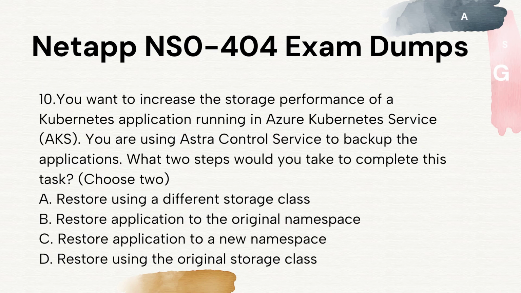10. You want to increase the storage performance of a Kubernetes application running in Azure Kubernetes Service, AKS. You are using Astra Control Service to back up the applications. What 2 steps would you take to complete this task? Choose 2. A. Restore using a different storage class. B. Restore application to the original namespace. C. Restore application to a new namespace. D. Restore using the original storage class.